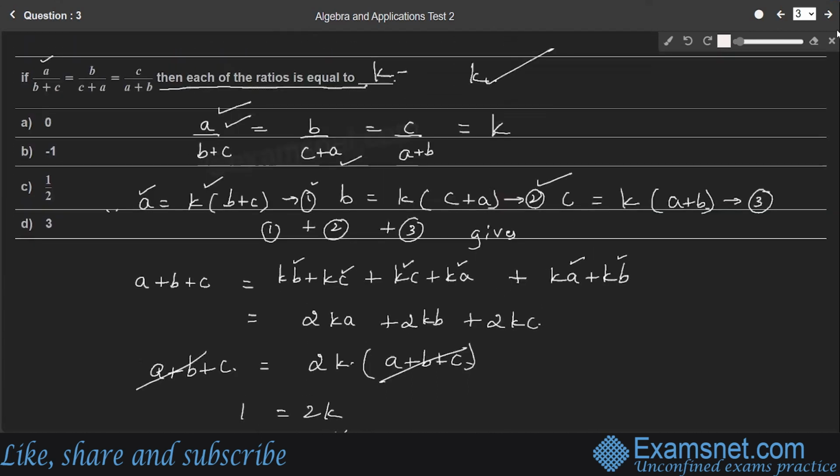So what is K according to our assumptions? K is each of the ratios, right? So it is equal to 1 by 2. Option C is the right answer.